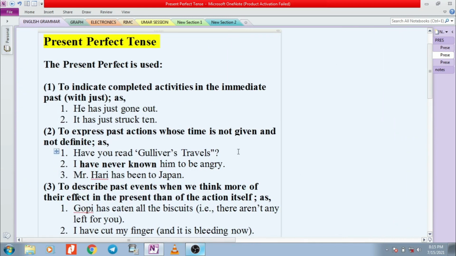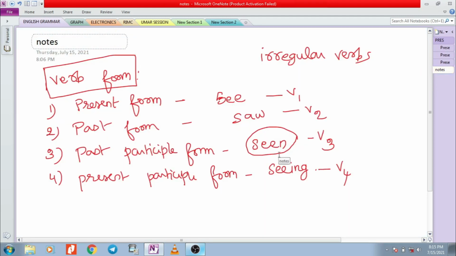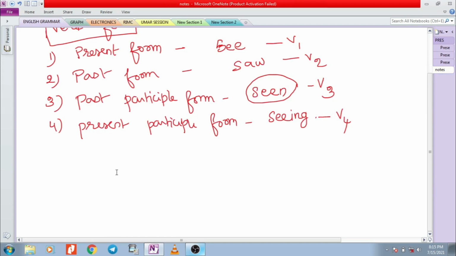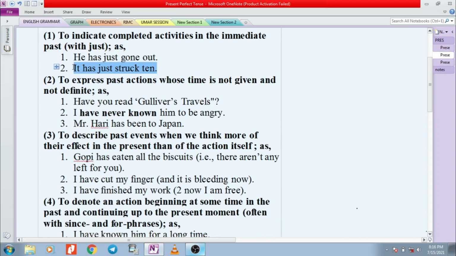Let us look at all the sets of rules, the present perfect tenses. Rule 1. To indicate completed activities in the immediate past, let us go to the notes and jot down examples for the same. I have seen him just now. Second one is he has gone out just now. Third one is it has just struck 10 when you talk about time.